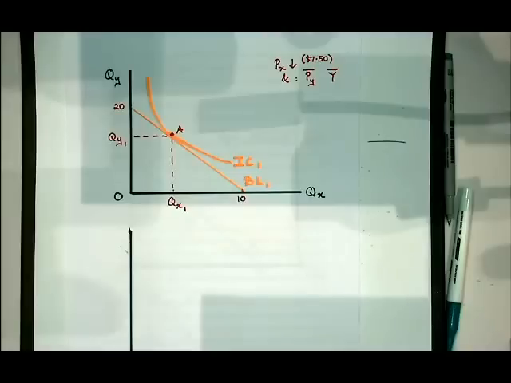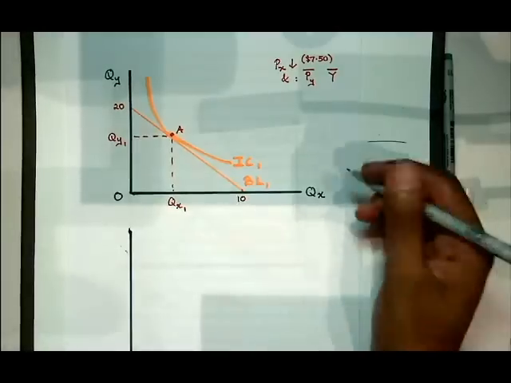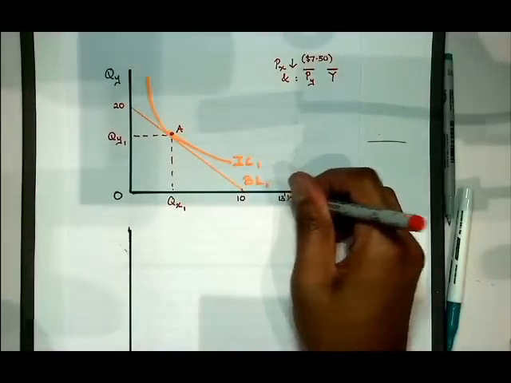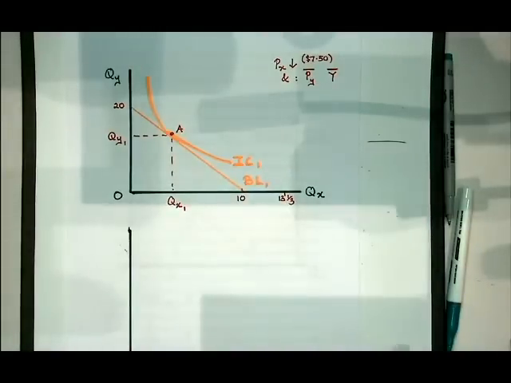100 divided by 7.50. Calculators. 13.33. Oh dear, why did I pick this number? So we can buy 13 and 1/3 burgers.